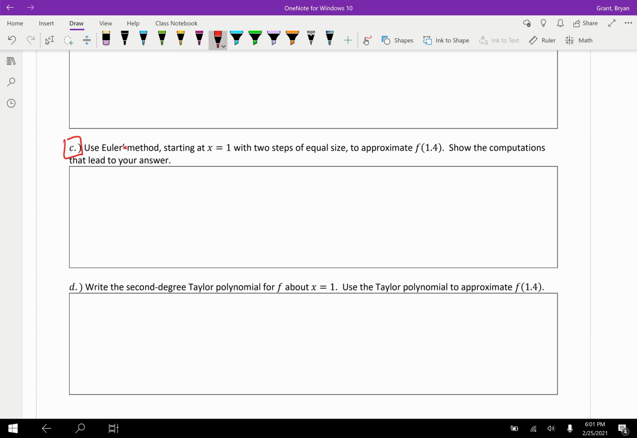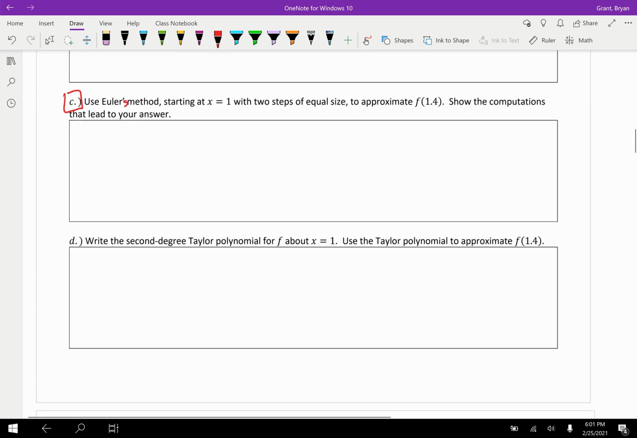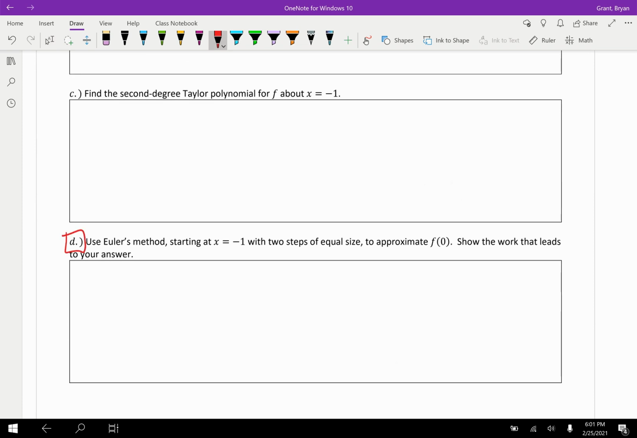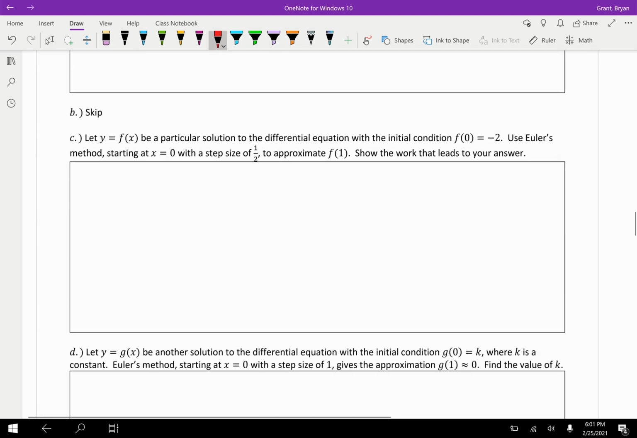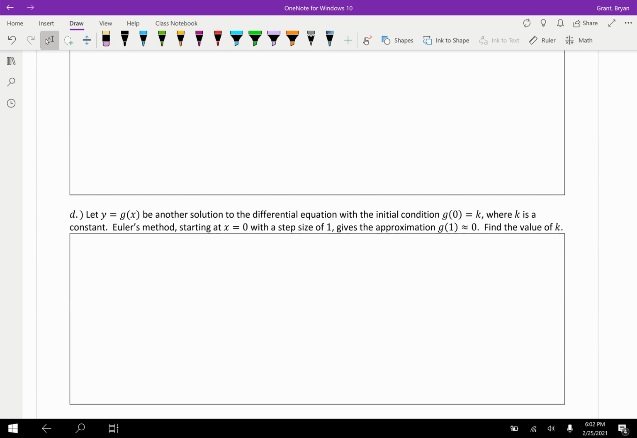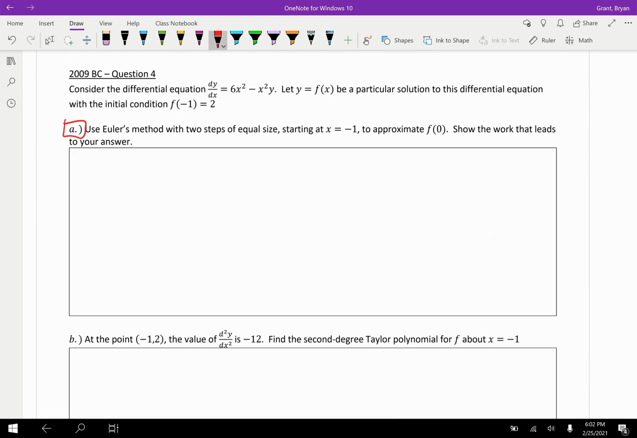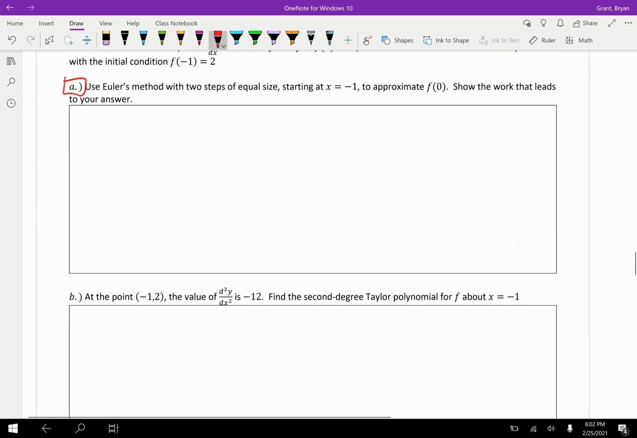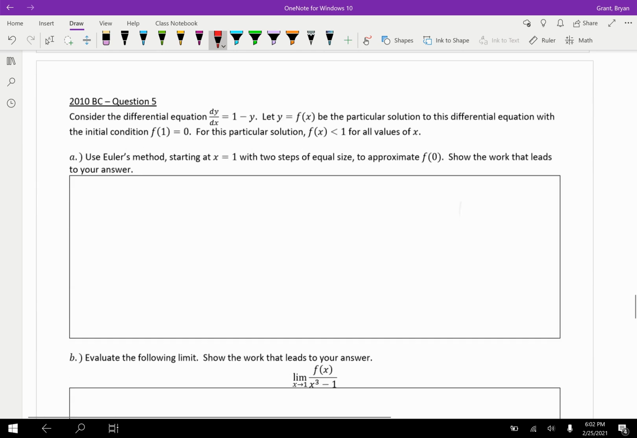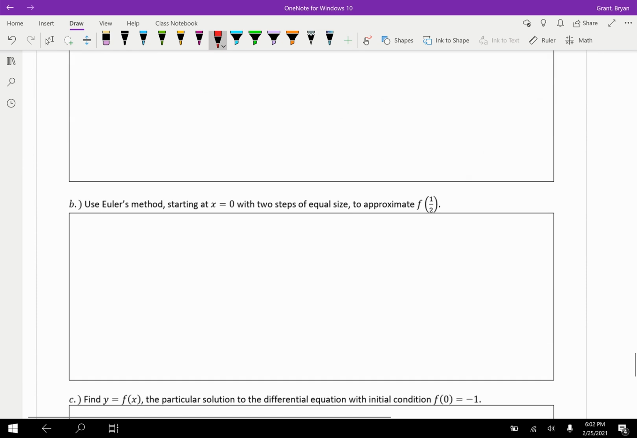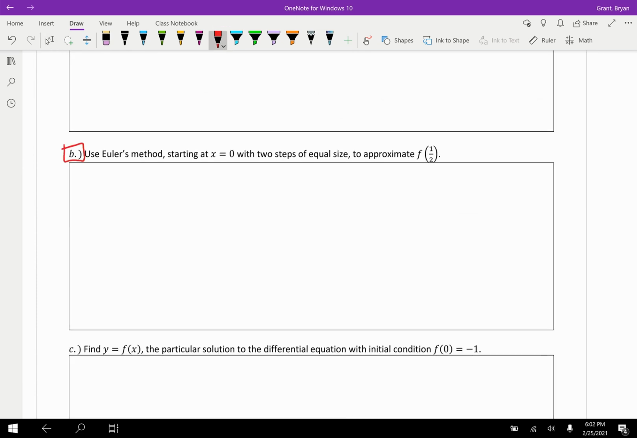Use Euler's method. Awesome. 2 steps. Second free response, use Euler's method. 2 steps. Moving through again. Oh, hey, look. Use Euler's method with a step of 1 this time. We should probably do that one together for sure. Use Euler's method. 2 steps of equal size. Easy for me to say. And oh, hey, look. 2 steps again, and 2 steps again, right?